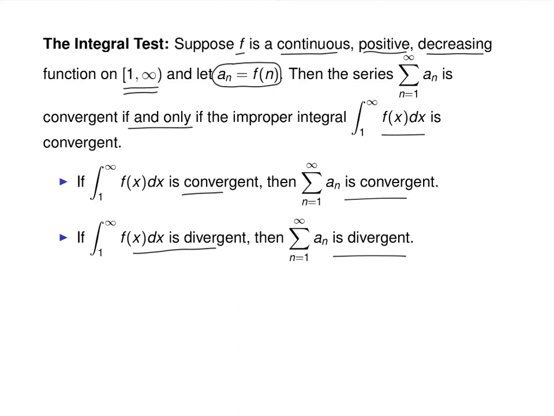We are actually going to prove just the first case, and the second case is quite similar. So let's prove case 1. Okay, so what we're going to show is that if the integral from 1 to infinity of f of x dx is convergent, then so is the sum from n equals 1 to infinity of an.